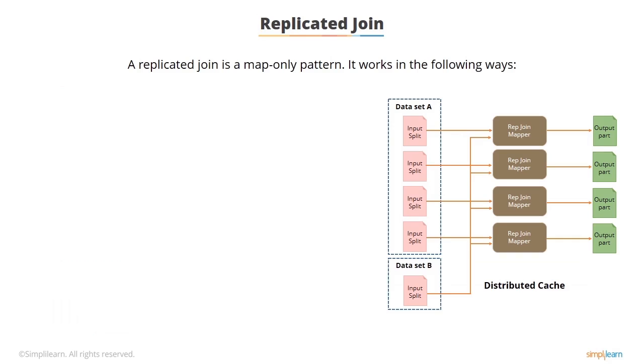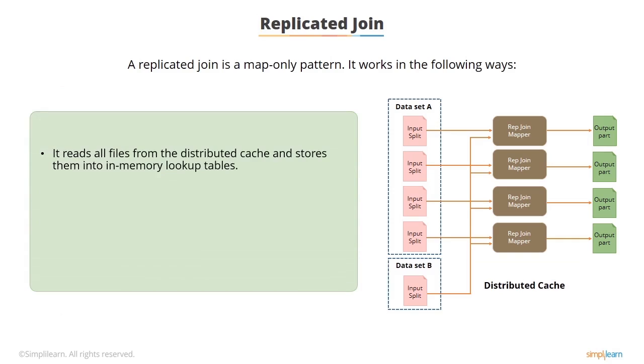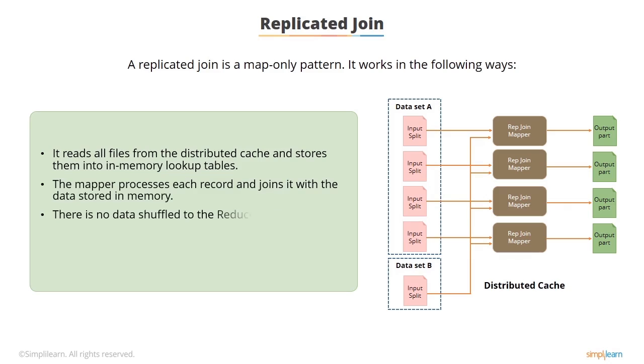A replicated join is a map-only pattern that works as follows. It reads all files from the distributed cache and stores them into in-memory lookup tables. The mapper processes each record and joins it with the data stored in memory. There is no data shuffled to the reduce phase. The mapper provides the final output.